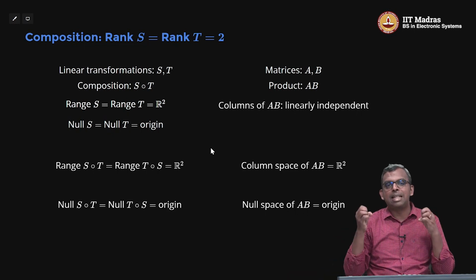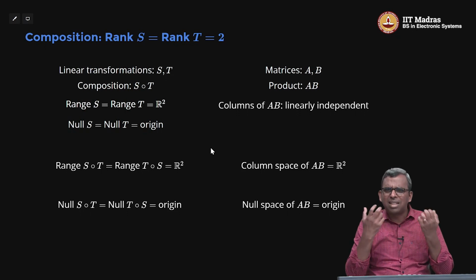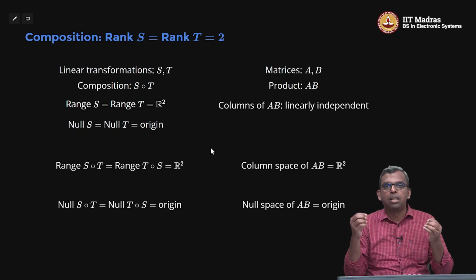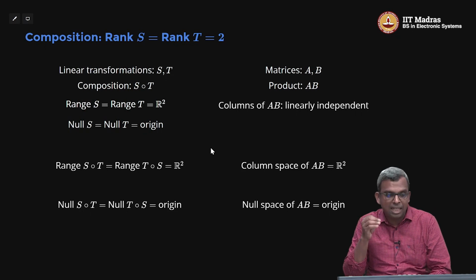Okay. This is just restating the facts about operators in terms of matrices. So, the easiest case for composing two transformations in terms of just how to find the range and null is when both S and T have full rank. When they have rank 2, the composition of S and T or T and S will also be R2 and the respective null spaces will also be origin. Okay. So, this is one of the easiest cases.